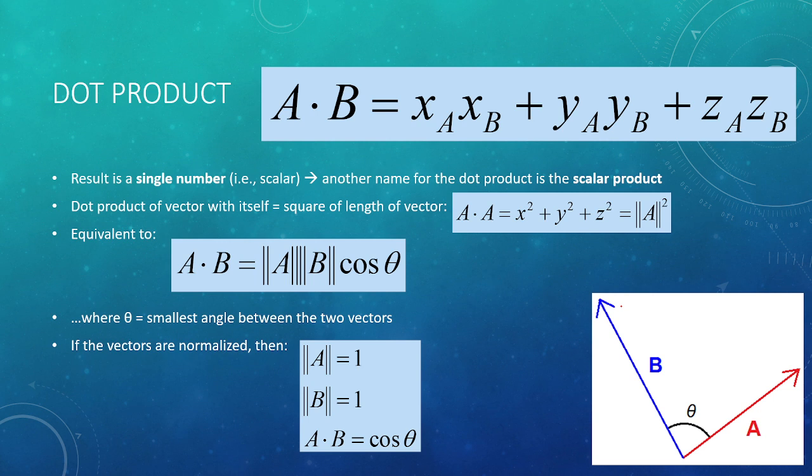If the vectors are normalized, then the length of a equal to 1, the length of b equal to 1, and a dot b equal to cos theta. So this is the example. The product is a dot b, that is xa xb plus ya yb plus za zb. When we take a square, that is a dot a, x square plus y square plus z square. Based upon that, with the length of a equal to 1 and the length of b equal to 1, a dot b equal to cos theta. So likewise we have to draw the angles.